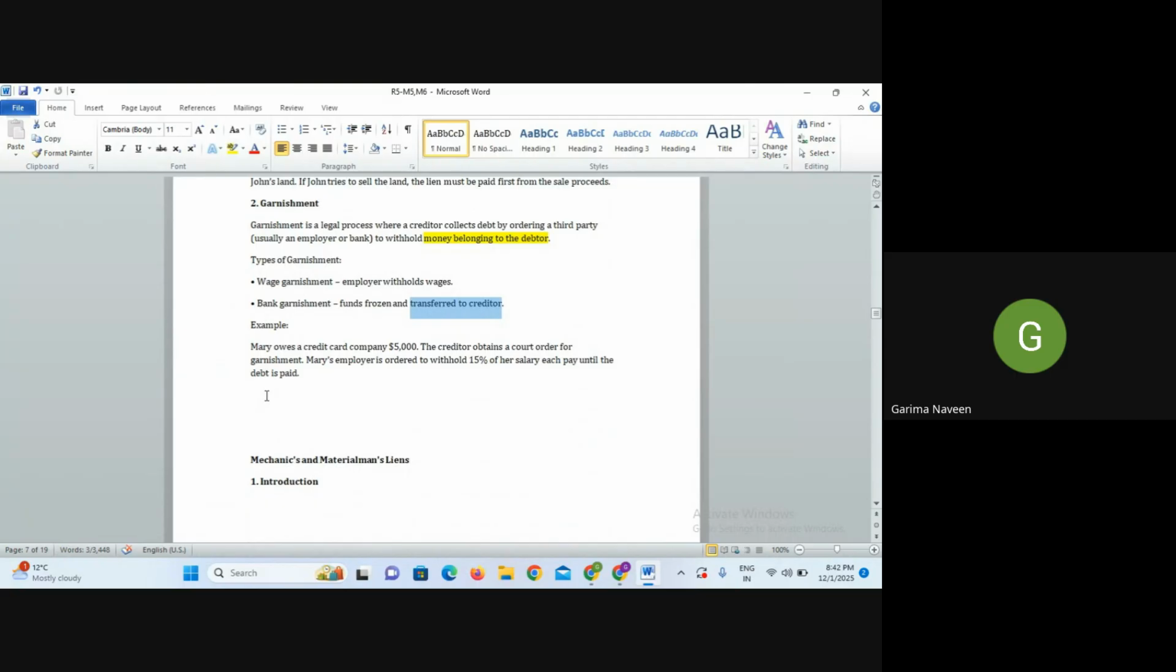Example, Mary owes a credit card company $5,000. The creditor obtains a court order for garnishment. So Mary's employer is ordered to withhold 15% of her salary until the debt is paid.